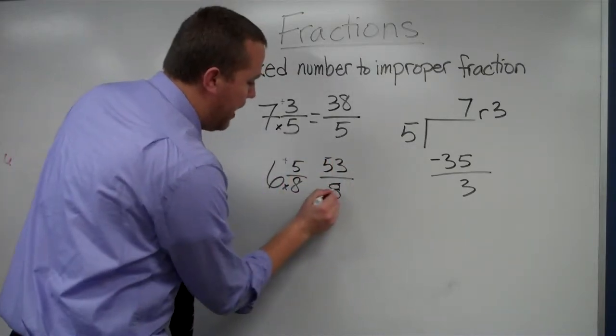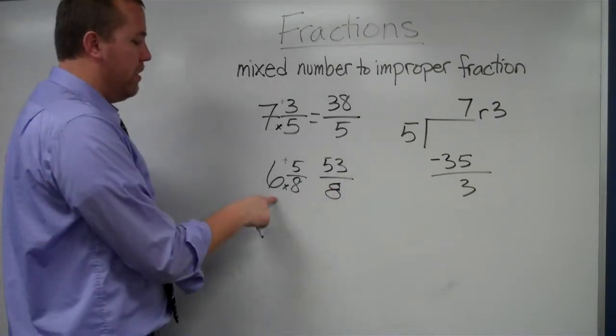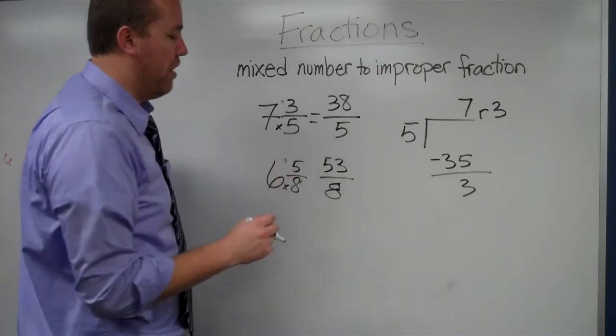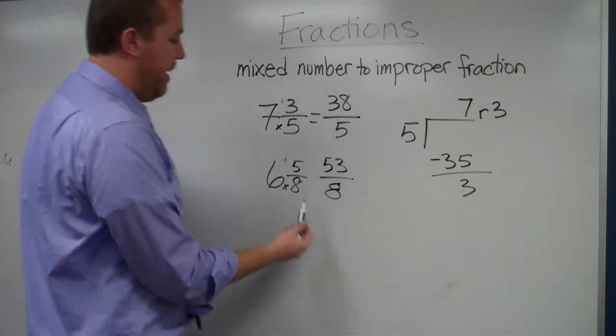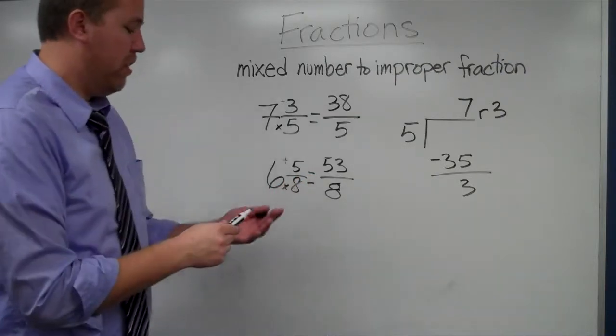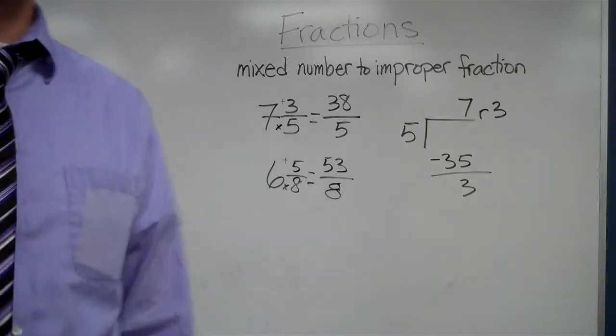There are 53 of these 8s in 6 wholes. 6 wholes divided into 8, that's 48 parts. And then 5 are left over, so we have 53 8s. Remember, multiply and add to get that. And that's a basic showing of how to go from a mixed number converted to an improper fraction.